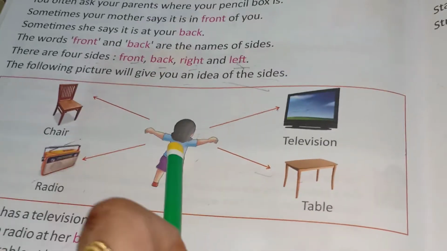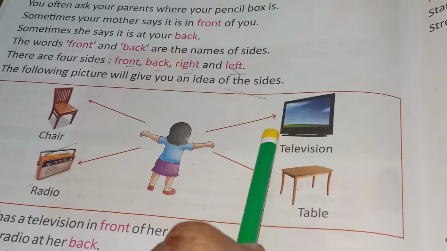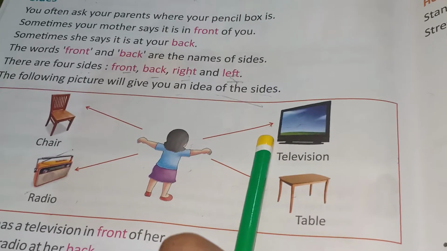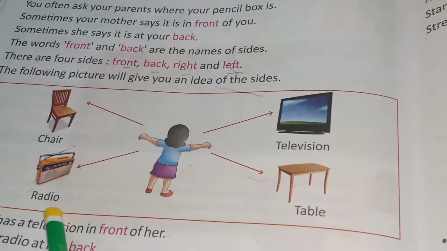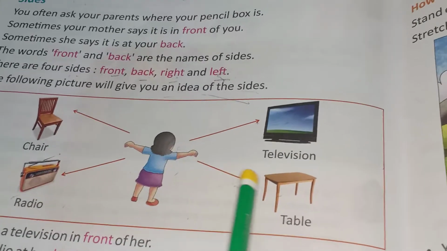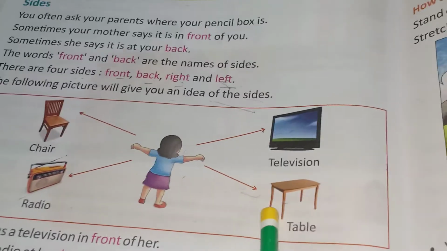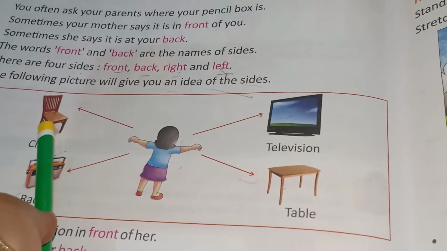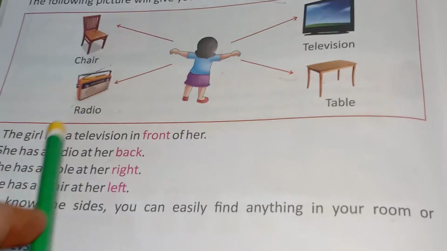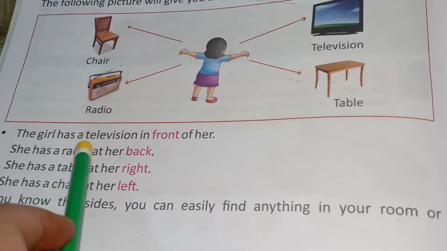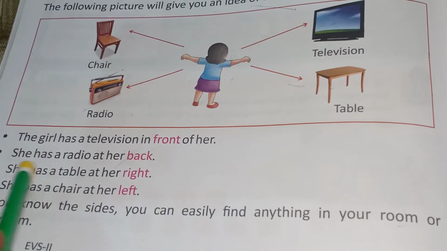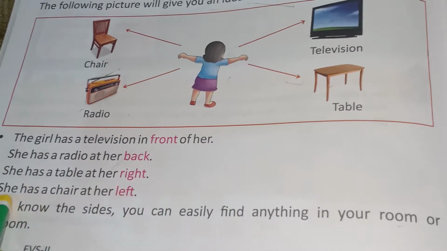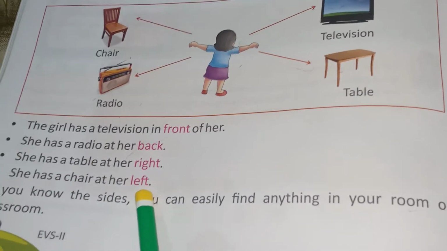Okay, again I am repeating, children. The television is in front of this girl. Television girl के सामने है, रेडियो गर्ल के बैक में है, पीछे है, टेबल गर्ल के राइट साइड में है और चेयर गर्ल के लेफ्ट साइड में. Is that clear? As you can see here, the girl has a television in front of her, a radio at her back, a table at her right and a chair at her left. Is that clear?